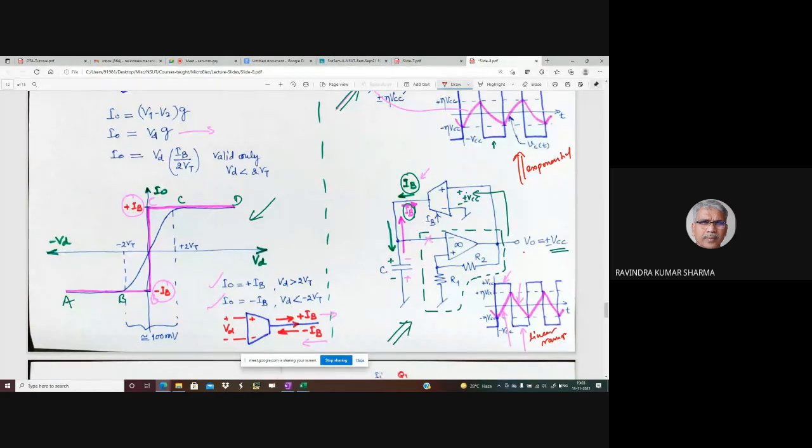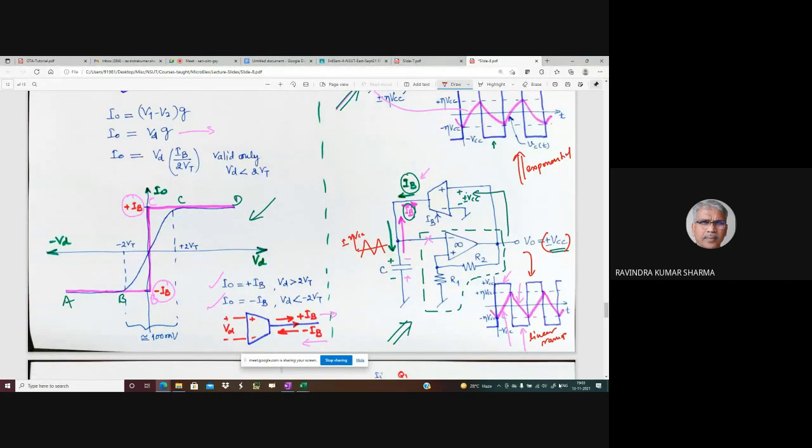तो यहां पर दो तरह की वेव फॉर्म बन रही है. आउटपुट पे स्क्वायर वेव बन रही है और इनपुट पे ट्रायंगुलर वेव बन रही है. ट्रायंगुलर वेव का जो एम्पलीट्यूड है वो है प्लस माइनस ईटा VCC और आउटपुट पे जो है वो है प्लस माइनस VCC. So that's the nonlinear application.